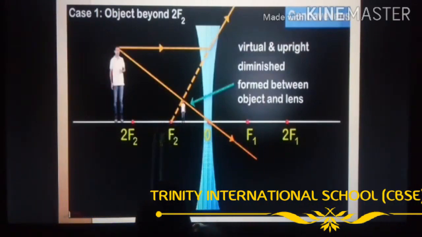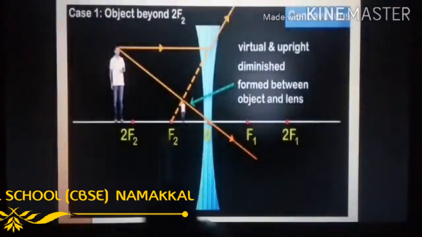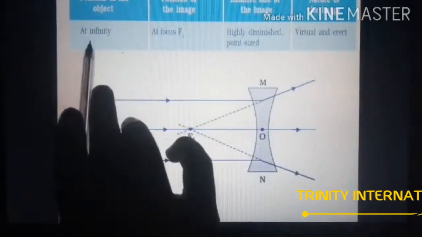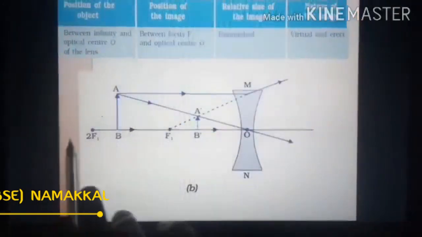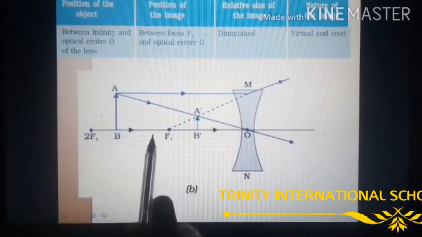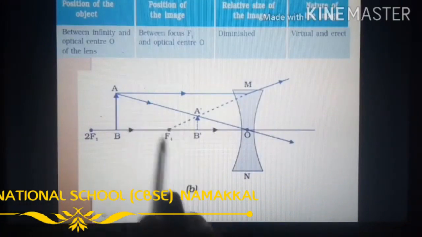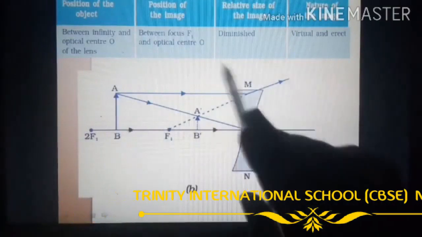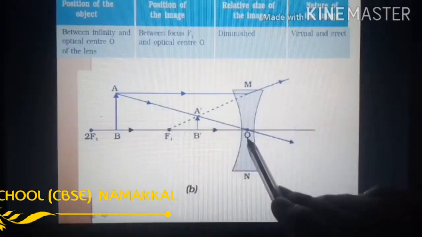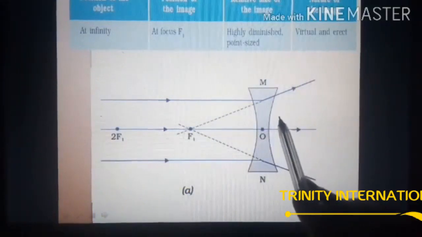So only two options are there in the case of a concave lens. The first position is at infinity. The second position is at any point between the optical center and infinity. Only two positions of the object are there. In the case of a convex lens, there are 6 positions. Among the 6, 5 give real and inverted images, and the last one gives a virtual and erect image. Here both images obtained by the concave lens are virtual and erect. So this is the important thing we have to remember.